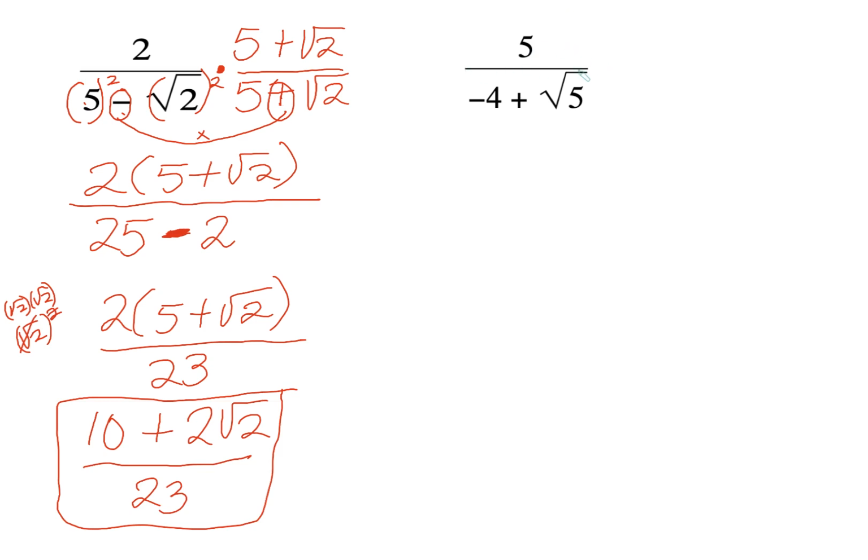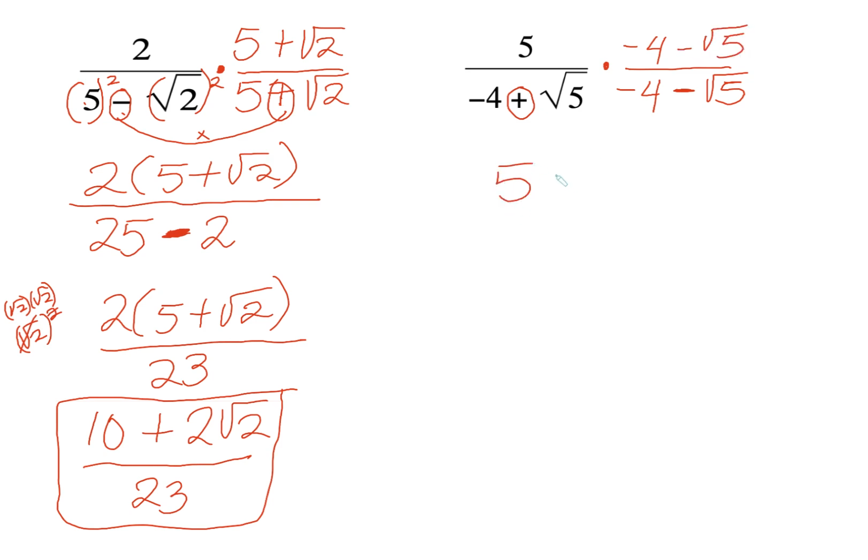We have 5 over negative 4 plus square root of 5. We need to multiply by the conjugate. So I keep my first term. I change my sign to the opposite. So since that is a plus, this will be a minus. And I keep my second term. Notice you're not changing the first term or the second term. You're just changing the operator in the middle to the opposite. And this will also multiply your numerator.